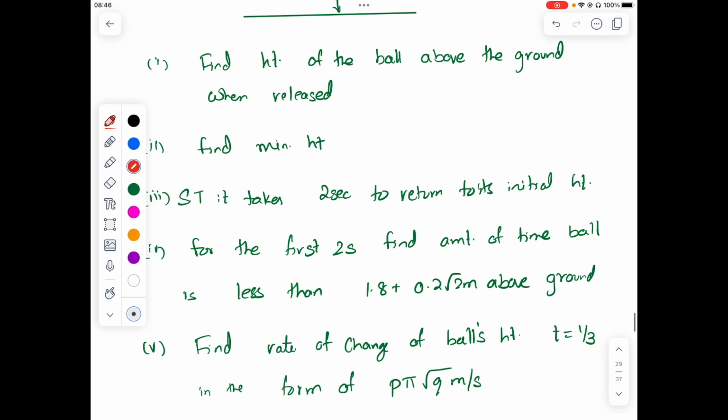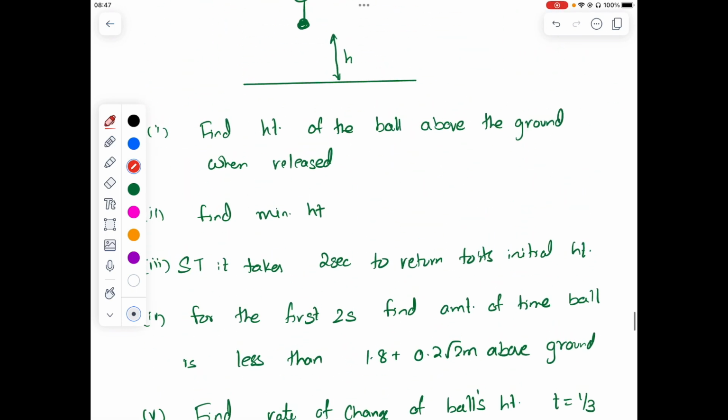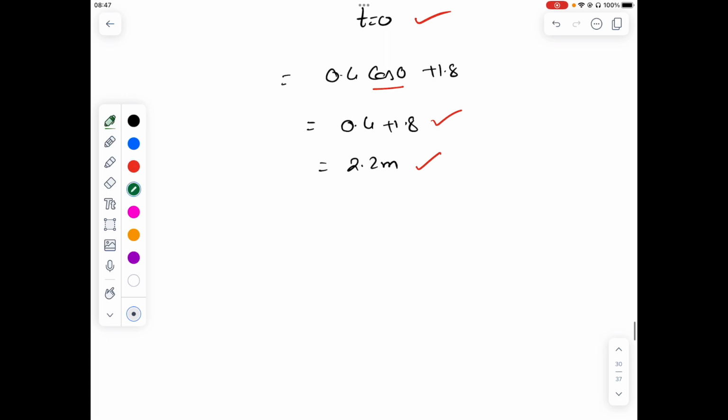Find the minimum height. He's asking us to find the minimum height. So how should I be finding the minimum height? What is the equation that we have? We have the equation h of t equals 0.4 cos pi t plus 1.8.